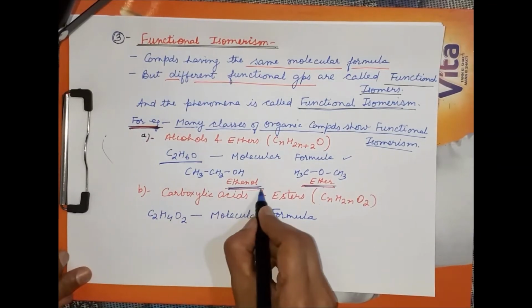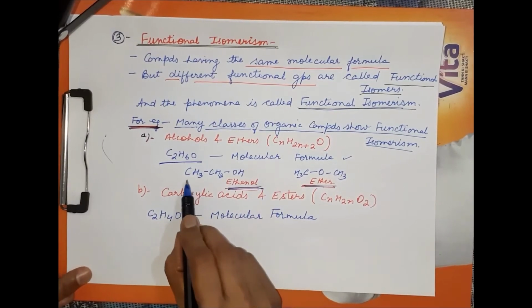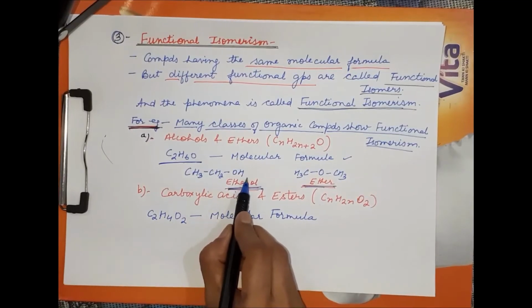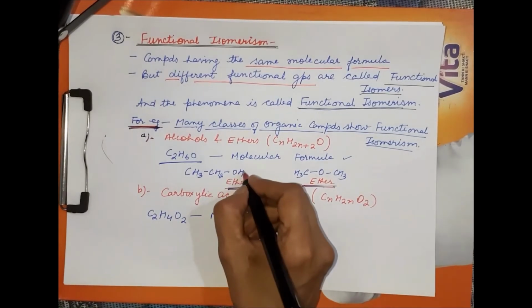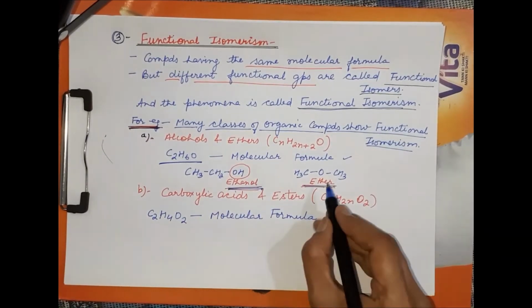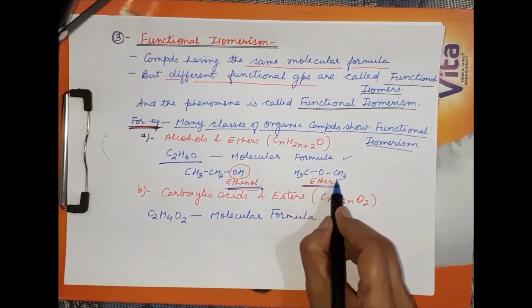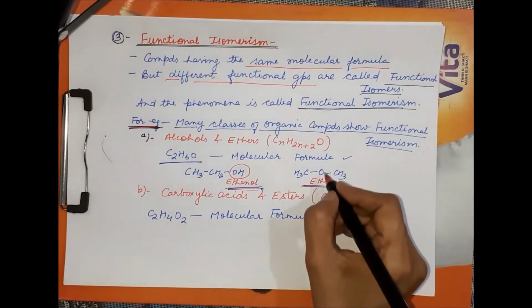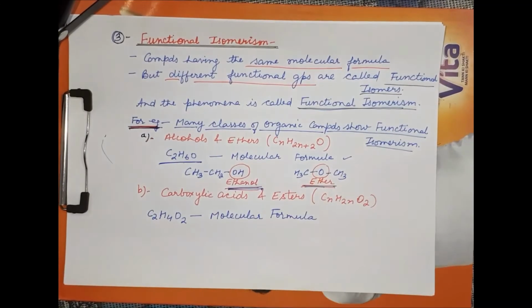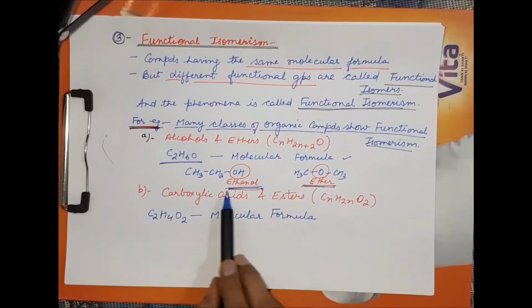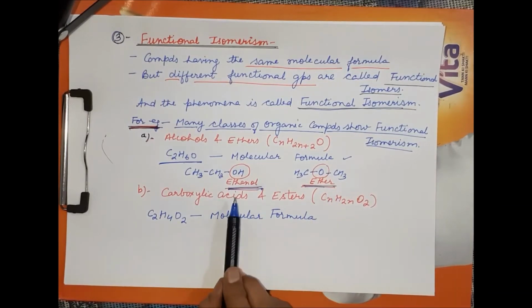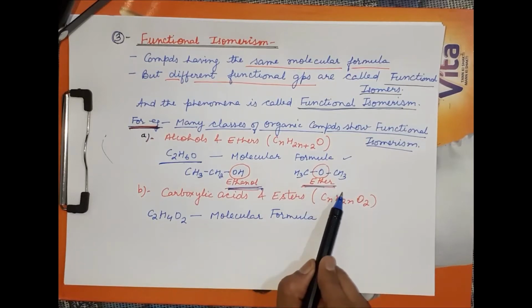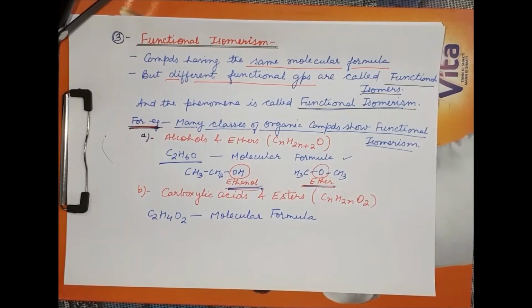So here the molecular formula of the organic compound is C2H6O, and we can write it in the form of alcohol, CH3CH2OH, having the functional group OH. It can also be written as CH3OCH3, which is an ether, and the functional group is O. Both have the same molecular formula, but how do they differ from each other? Only on the basis of the functional group. That is why they are called functional isomers.